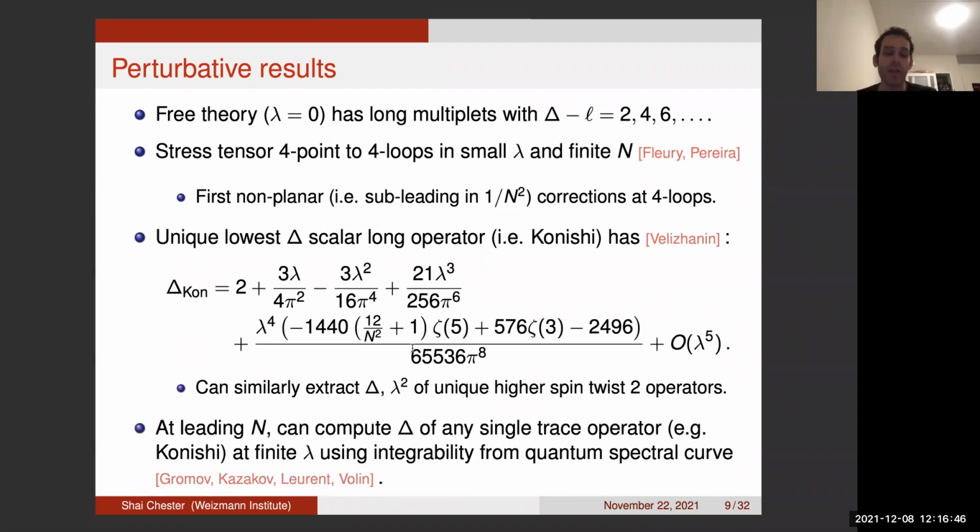As I mentioned in the first slide, there's another method, perturbative in N, called integrability, and this allows you to compute the scaling dimensions of any single trace operators, such as the Konishi, for any value of lambda. In particular, there's a very nice method called the quantum spectral curve, developed by these authors, which allows you to very efficiently compute it, also for higher spin operators, etc. Although we will not be making contact with that result because we're mostly going to be talking about finite N in this talk.